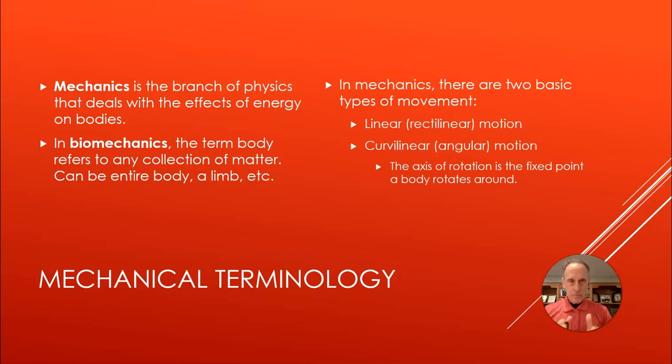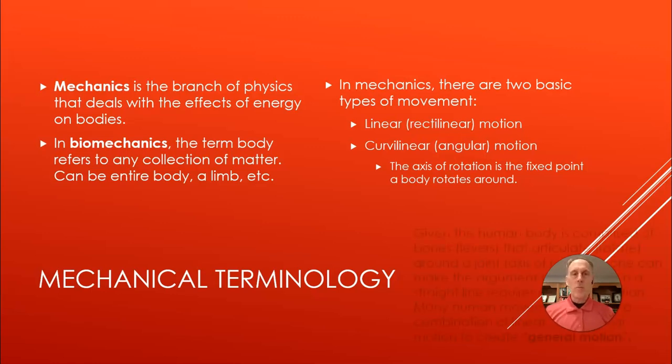In mechanics, you have two different types of movement. You have linear, which is very straight ahead, also referred to as rectilinear. And then you also have curvilinear, which is angular motion. You have an axis in the middle, a point of rotation, a fixed point that the body rotates around. So in a leg extension example, the person is seated, the knee is the axis of rotation, and the lower leg, the tibia and the foot, are all coming forward and up to do the leg extension movement pattern.